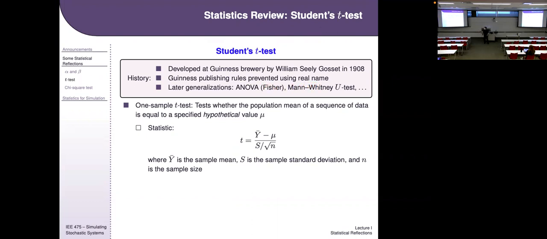So it was later generalized into things like ANOVA by Fisher for a larger number of treatments, not just 2. It was then generalized for non-parametrics, which we'll talk about later in the semester, like the Mann-Whitney U test, and so on and so forth. And it's a pretty simple idea.